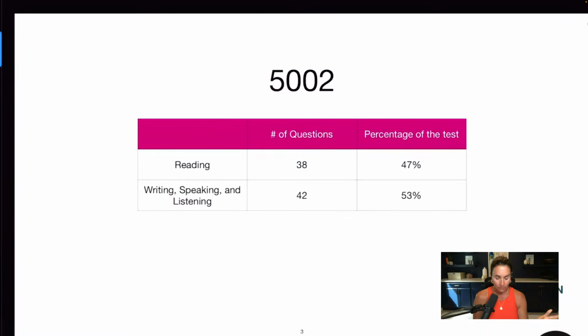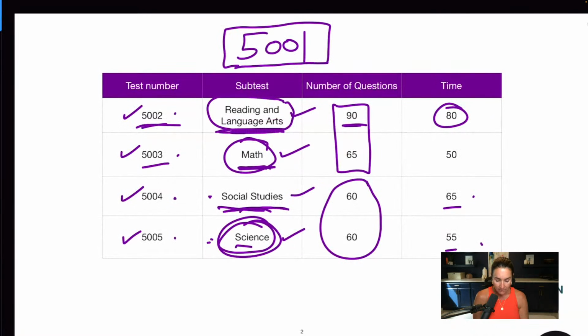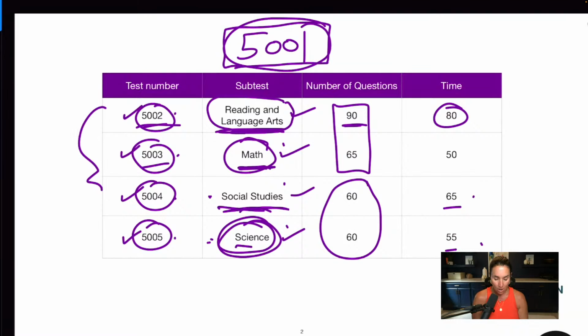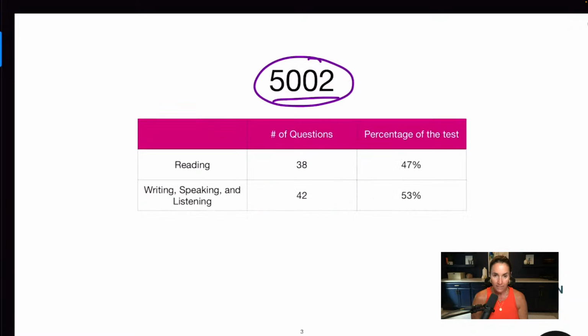But of course, everybody's different. So for the 5002, there are actually two main content categories. So here's how we look at it. The 5002, the 5003, 5004, and 5005 are referred to as subtests. There's a reading and language arts subtest, a math subtest, a social studies subtest, and a science subtest. The whole test is the 5001. These are subtests. Now, within the subtests, so the 5002 is a subtest, there are content categories inside the subtest.